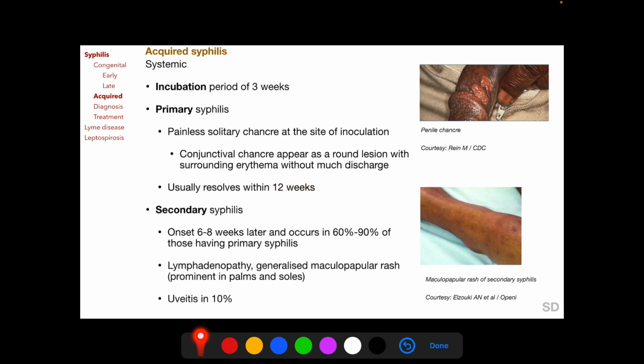The next phase, secondary syphilis, usually starts 6 to 8 weeks after the primary infection and occurs in 60 to 90% of those having primary syphilis. The systemic features of secondary syphilis include lymphadenopathy and a generalized maculopapular rash, which is usually prominent in the palms and the soles. Uveitis occurs in 10% of patients.